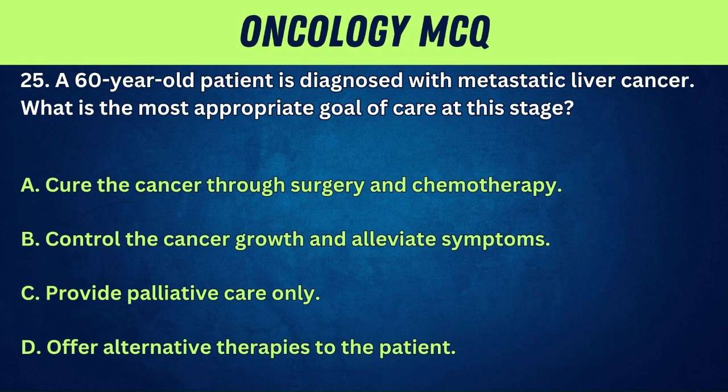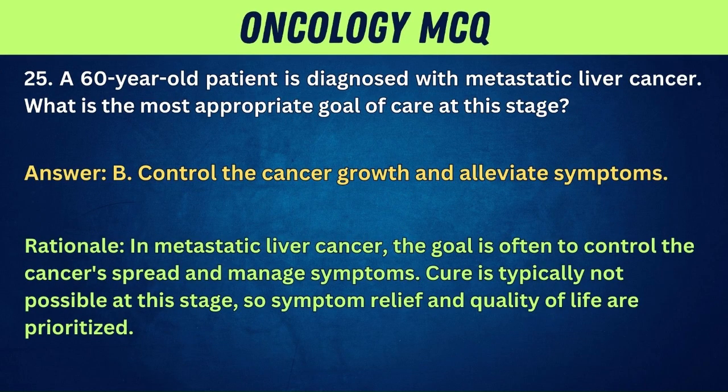A. Cure the cancer through surgery and chemotherapy. B. Control the cancer growth and alleviate symptoms. C. Provide palliative care only. D. Offer alternative therapies to the patient. Answer: B. Control the cancer growth and alleviate symptoms. Rationale: in metastatic liver cancer, the goal is often to control the cancer's spread and manage symptoms. Cure is typically not possible at this stage, so symptom relief and quality of life are prioritized.